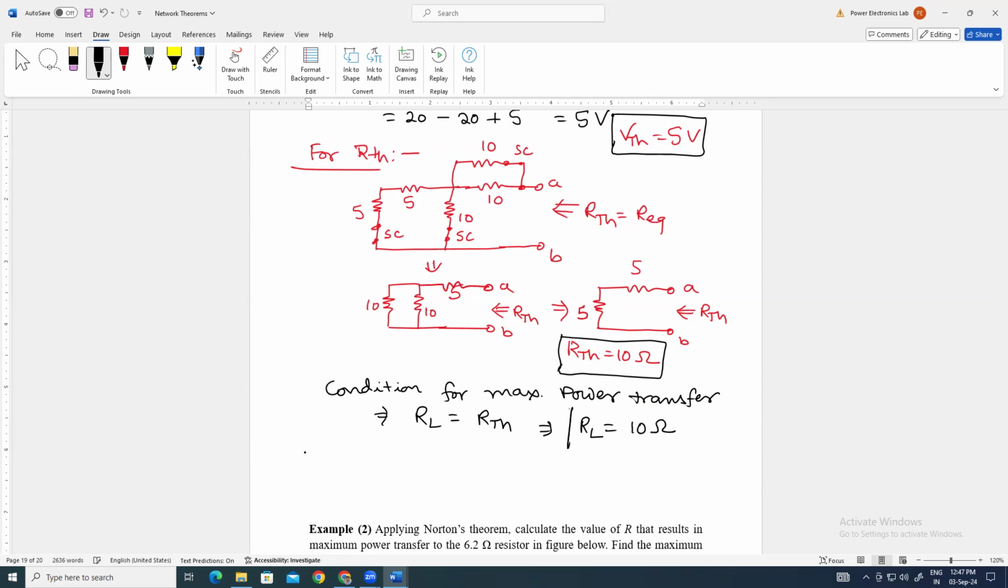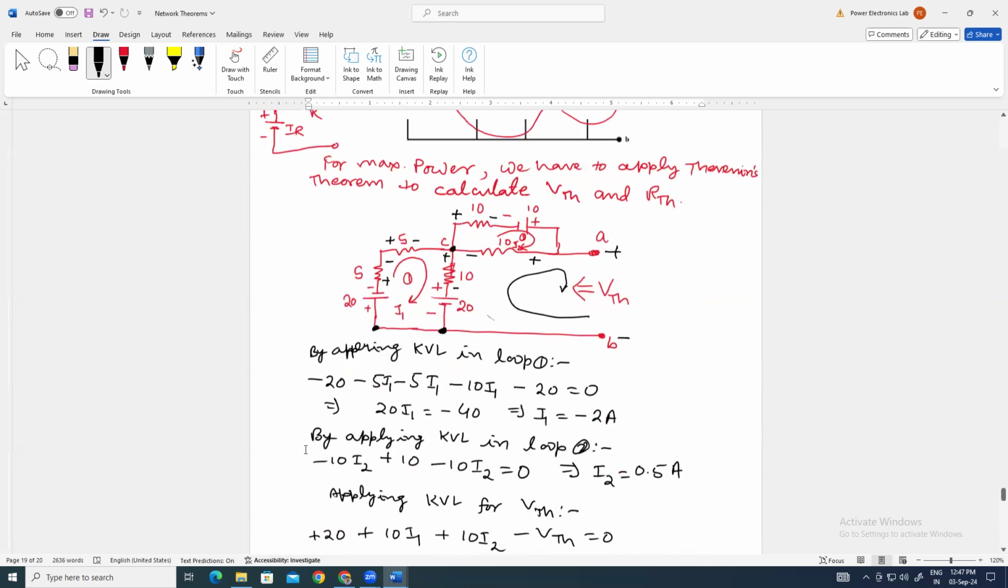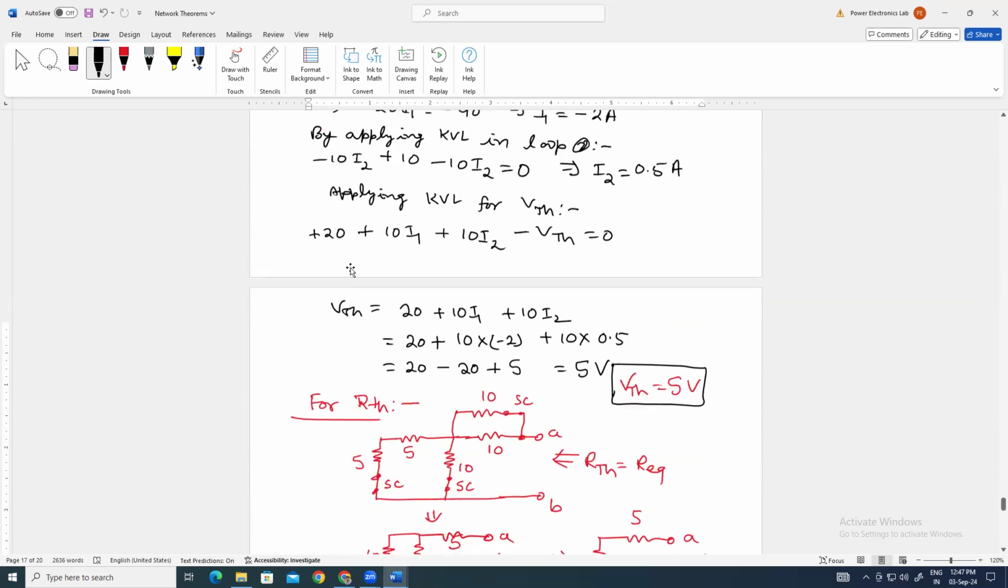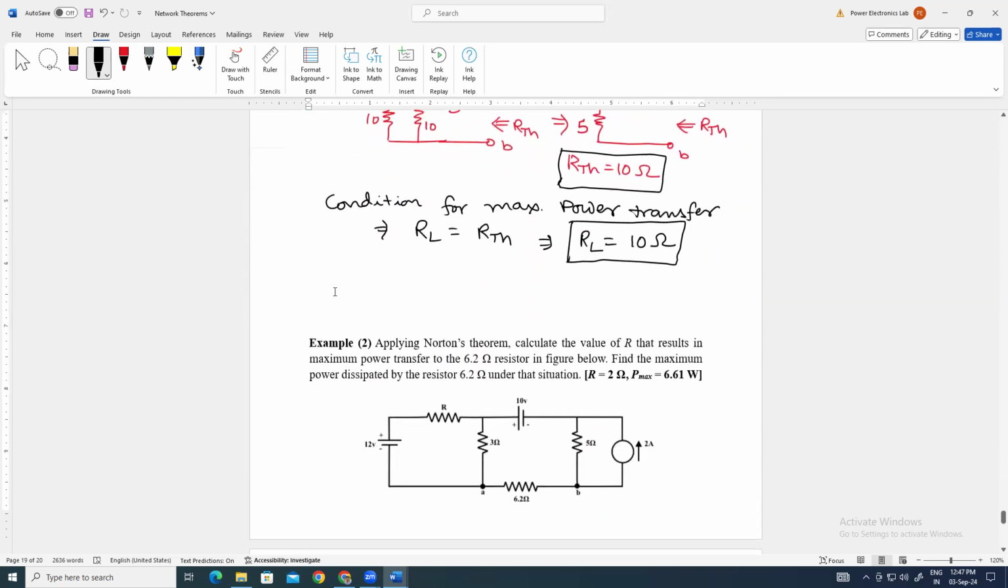So we got our first answer. What was the answer? RL is equal to 10 ohm, right? We are getting 10 ohm only. Now we have to calculate maximum power.